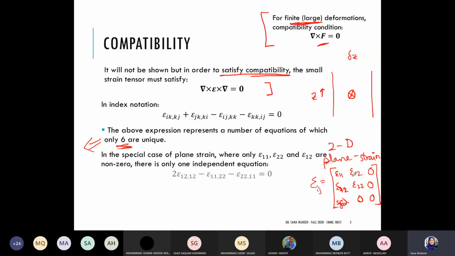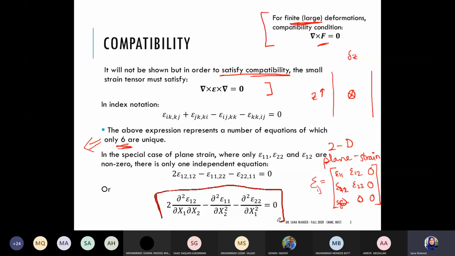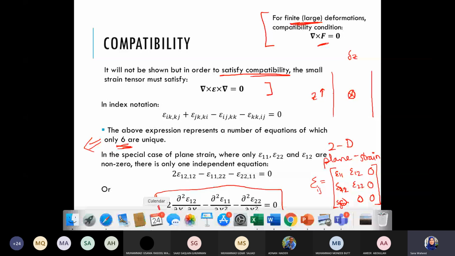Or what I'll do is write this down in differential form, removing the comma and putting in the del operator so that it becomes even more clear. So this is just the one equation that we need to satisfy in order to ensure that our strain field is compatible in 2D in the case of plane strain, okay?